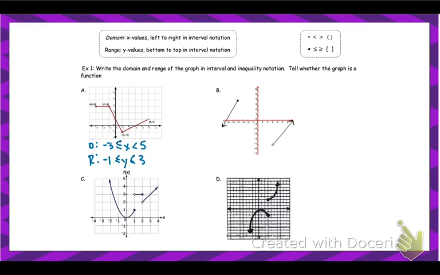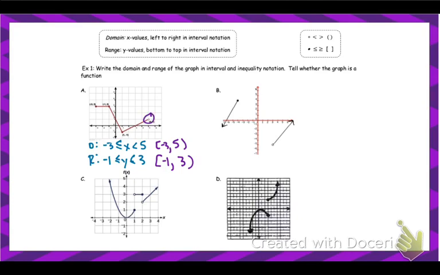So now we're going to write this in interval notation. So interval notation, we're going to see some similar numbers. Again, left to right, farthest left point is -3. We keep going to 5. Range, bottom to top, the lowest y value is -1. The highest y value is 3.